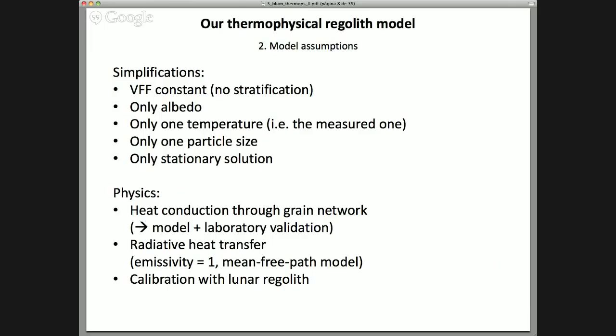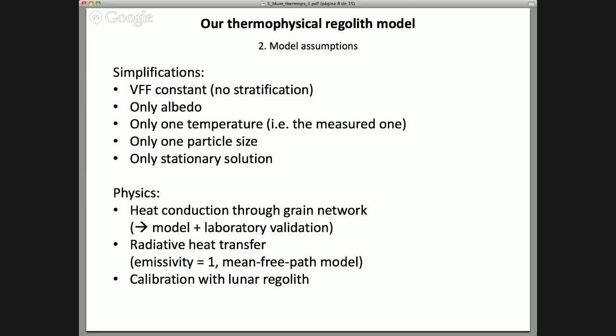The physics we apply: we have a heat conductivity model through the network of grains, and that model is good for only one particle size, as you will see. We also take into account radiative heat transfer. We assume an emissivity of unity, but 0.9 or so would also do the job. The results would be very, very similar. We have a free path model here, and we calibrate everything on lunar regolith. I'll show you that in a few minutes. Okay, in principle this works.